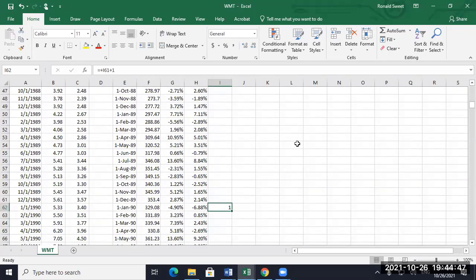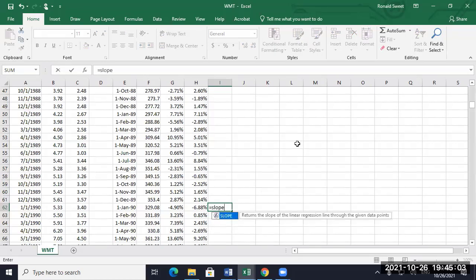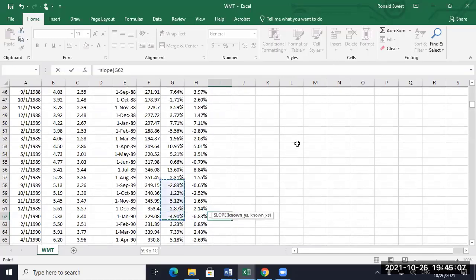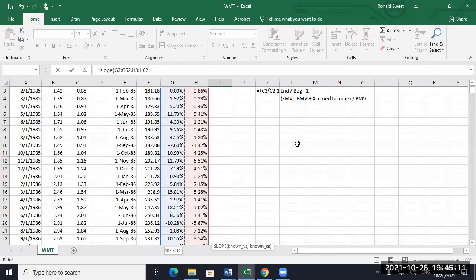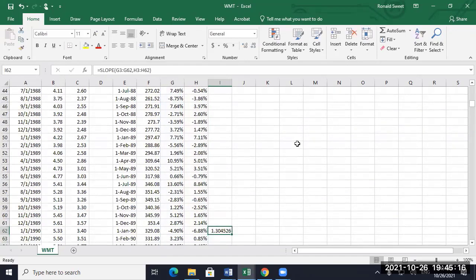Everybody's with me so far? Y'all trying to do this with your own company? That'd be a smart thing to do, right? I mean, you don't need to do it with Walmart. All right, so how do you get beta in Excel? It's the slope function. You have to do your company first and then the market, right? So make sure you do your company first, then the market.